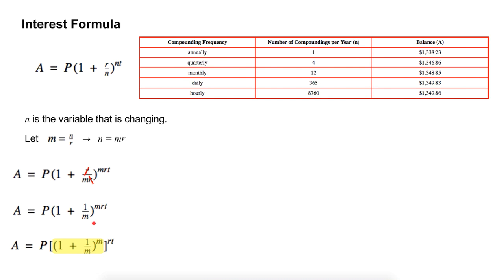Okay, so what do we do with that? Well, remember, M was equal to N over R. So that means that as N goes to infinity, right, the number of times we're compounding goes to infinity, M will also go to infinity, right? As N gets really, really huge, M will also get really, really huge. So as the number of times we compound per year increases, M also increases. Not only does it increase, it's unbounded, right? As N goes to infinity, M also goes to infinity.